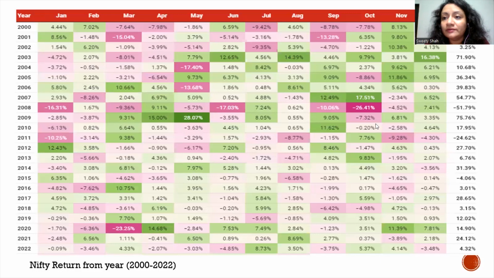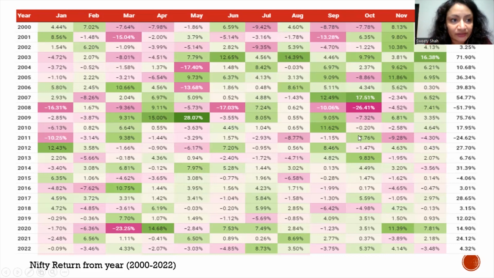Now here there is one data set, which is the data of the Nifty from the year 2000 till 2022, and here the return values have been given. The monthly returns are given, and based on that, the annual performance of the Nifty has been calculated. Now it's your practice time.